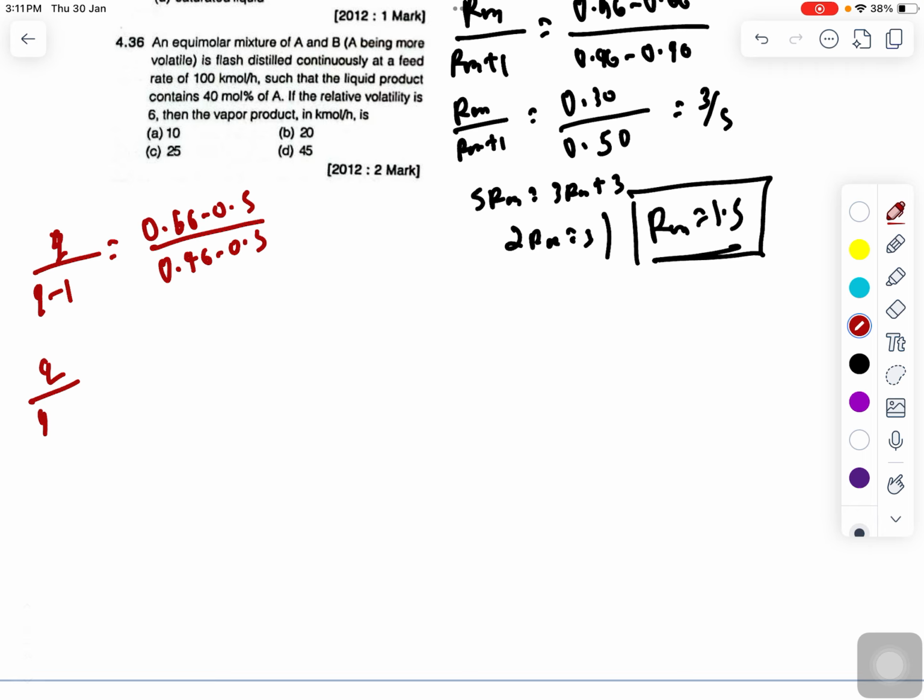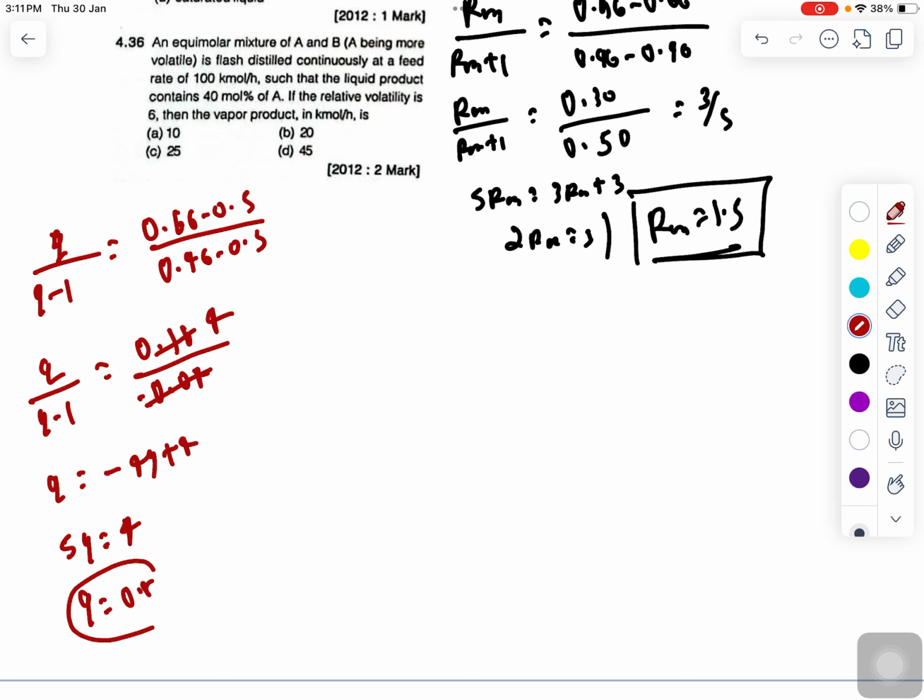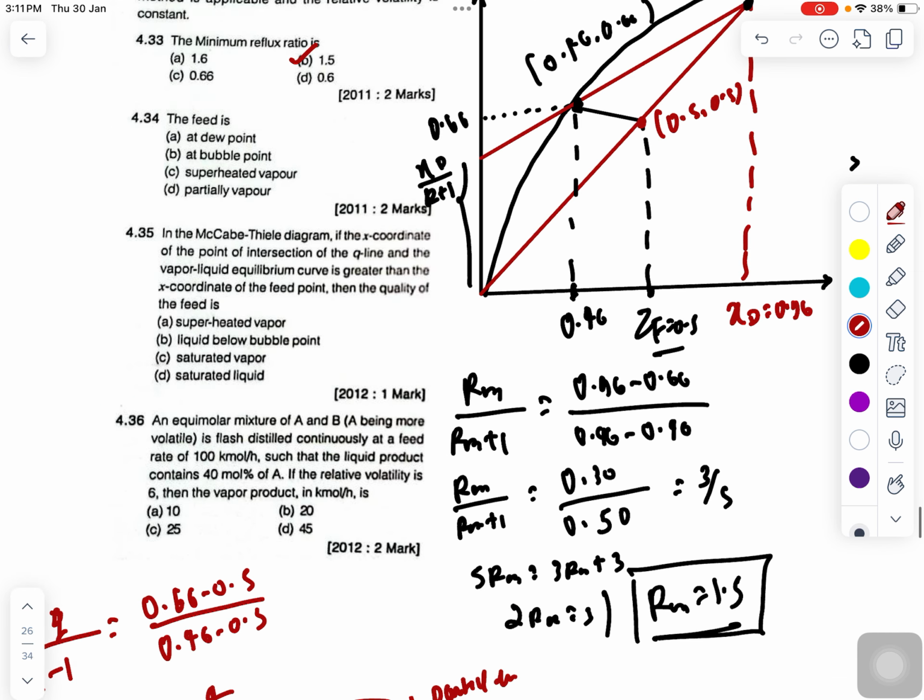So you can say q divided by q minus 1 equals 0.16 divided by minus 0.04. So this will get cancelled out to minus 4. So q equals minus 4q plus 4. So 5q equals 4, q equals 0.8. So q is lying between 0 and 1, so this will work as partial liquid and partial vapor. So the feed will be partially vapor, partially liquid. Is that clear?